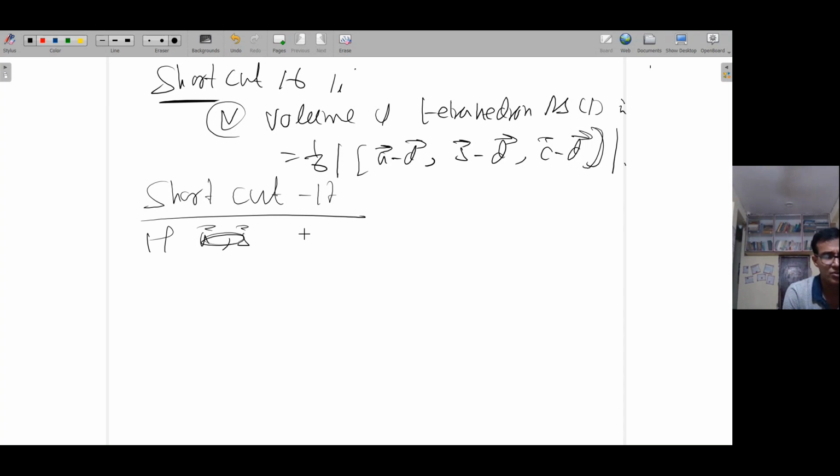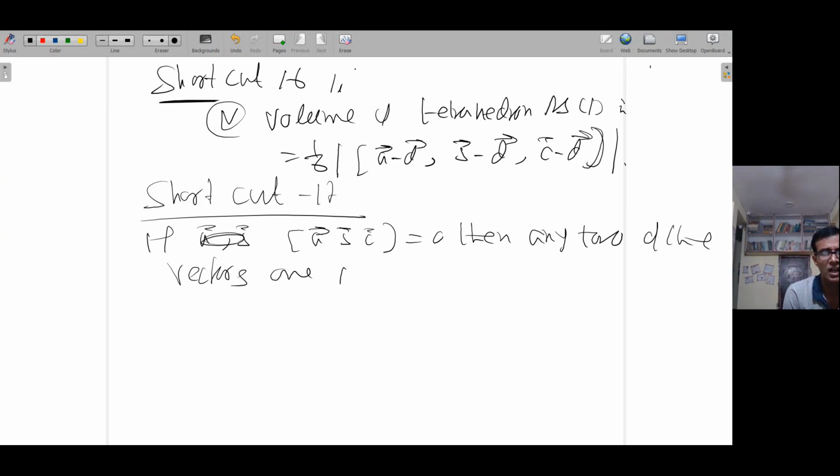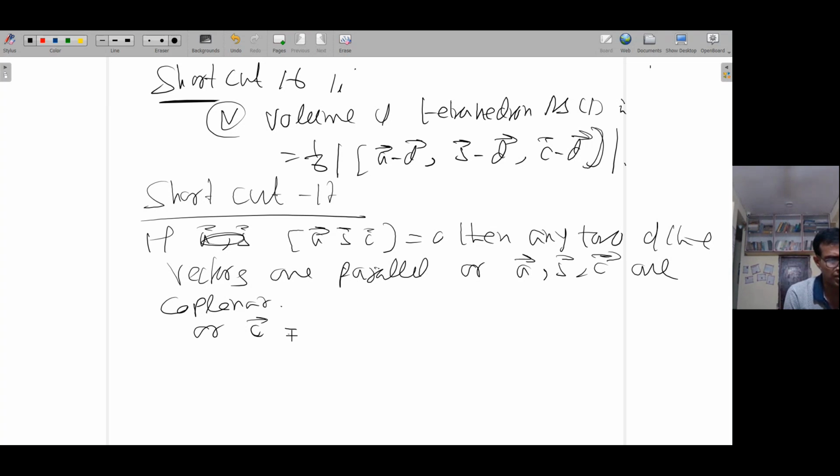Shortcut 17. If A vector, B vector, C vector scalar triple product is equal to 0, then any two of the vectors are parallel, or A, B, C vectors are coplanar, or C vector is equal to alpha times of A vector plus beta times of B vector. Okay, this is the second part.